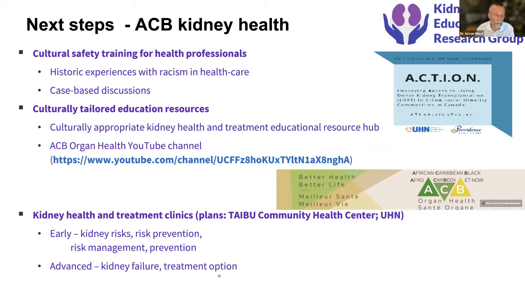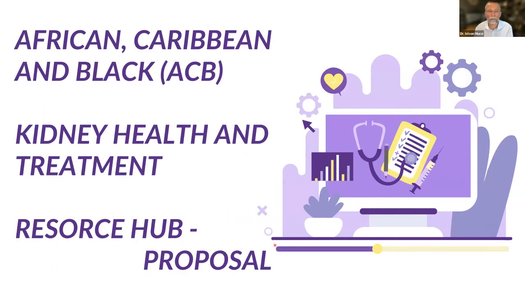And we also want to build information for these communities together with the communities. And we hope to build kidney clinics for African, Caribbean, and Black patients. We are planning one with the Taibu Community Health Centers in Scarborough, and one at UHN that would be specifically designed with African, Caribbean, and Black patients in mind. And I will pass it on to Aljeena to talk about this resource hub, which is currently being planned. And we very much look forward to hearing from you. What would you need from us to put on that website, and in what way?